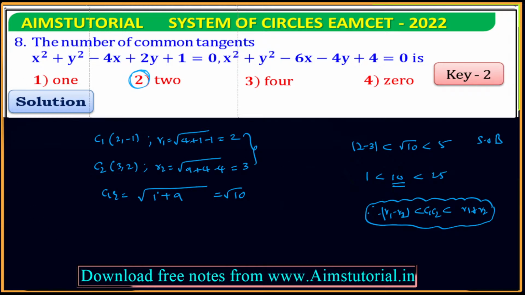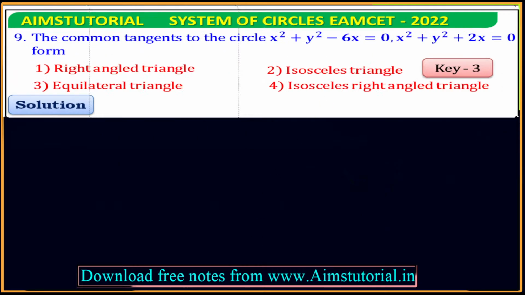Next question. Common tangents to the circles. So here two circles are given. The common tangents to the two circles form a right angle triangle, isosceles triangle, equilateral triangle, or isosceles right angle triangle. Anyway, first we have to find the center and radius.